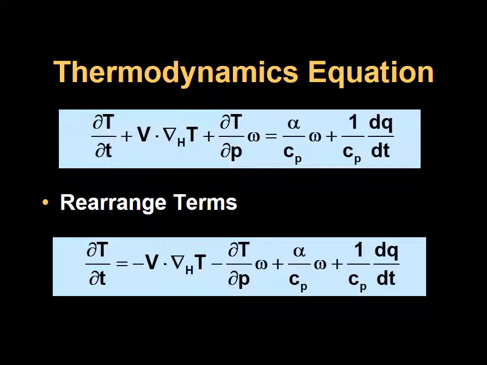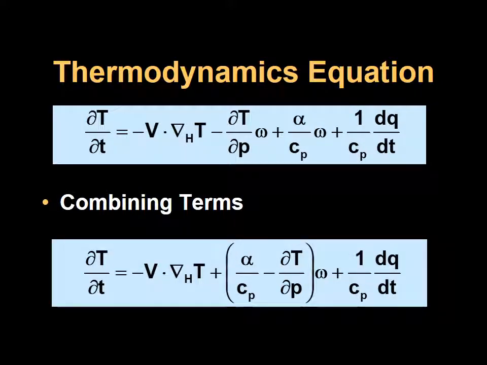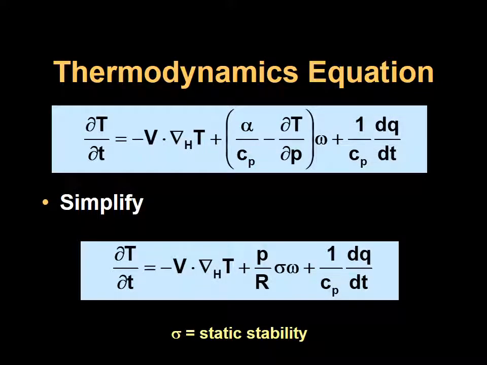So we're going to rearrange this a little bit and solve for the local change in temperature with time. And when we do that, we're going to combine the terms also a little bit. We see that we have two terms on the right-hand side that have the omega. We're going to combine those. And then we are going to give those terms in the parentheses a special name. We're going to call those P over R times sigma.